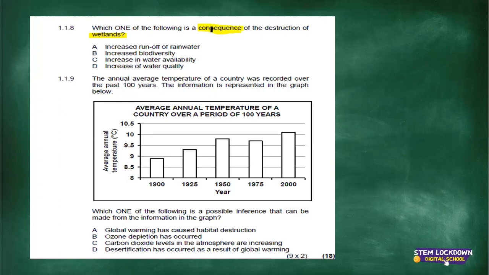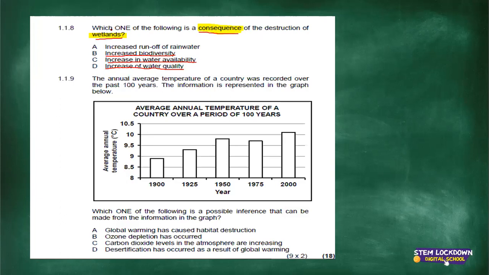A is increased runoff of rainwater. B is increased biodiversity. C is increase in water availability. And D is increase of water quality. Now, when we're looking at these answers, we can clearly see that D is a positive effect, and we are not looking for that. We are looking for a negative effect because you are destroying something that we need, which are wetlands. It wouldn't be an increase in water availability because that is a positive effect. It wouldn't be an increase in biodiversity because it's a positive effect.